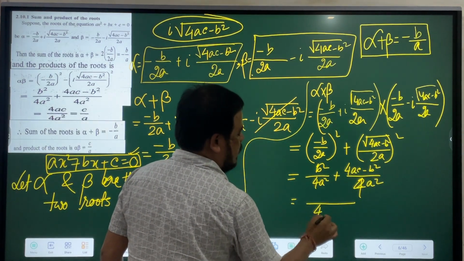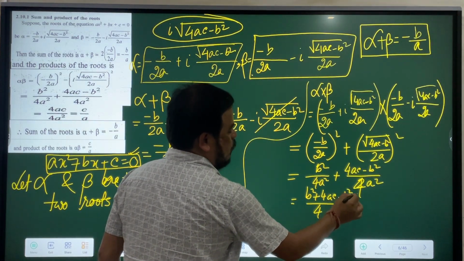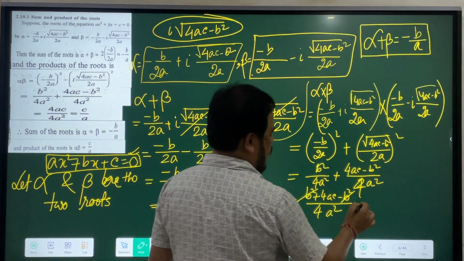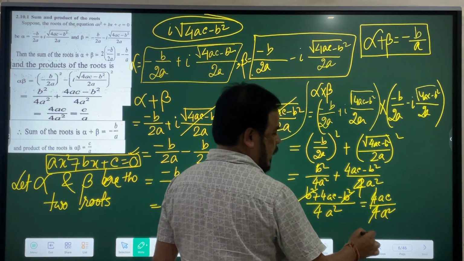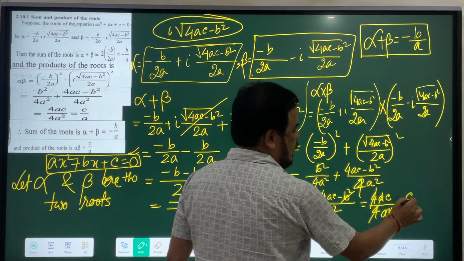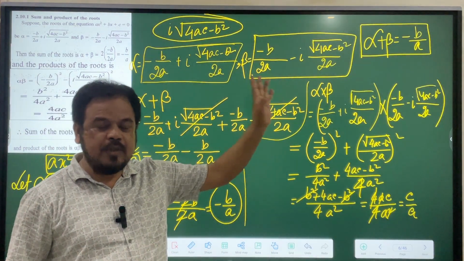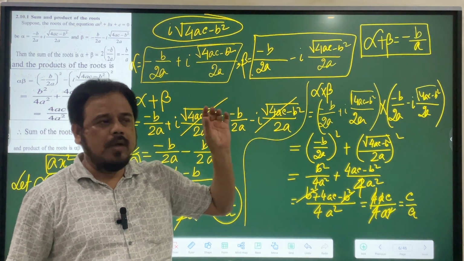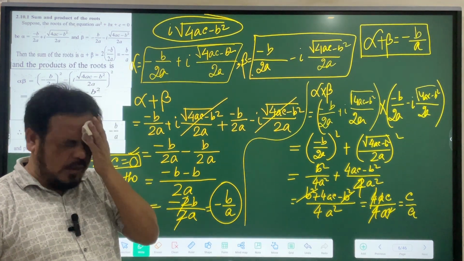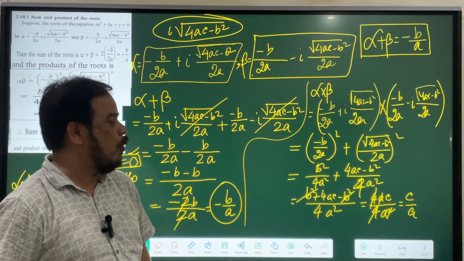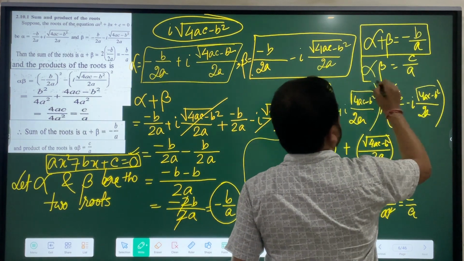Now 4a square is the LCM. b square plus 4ac minus b square. Minus b square plus b square cancel. So what is left? 4ac by 4a square. 4 cancels, one a cancels. What is left? c by a. So if we multiply the two roots of any quadratic equation, whether it is a general quadratic equation or a complex number quadratic equation, if we multiply both the roots, you will get c by a. This is also a formula.